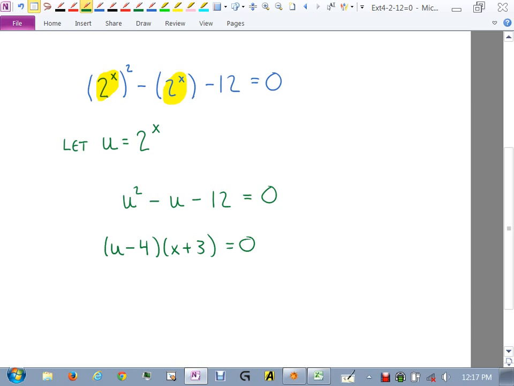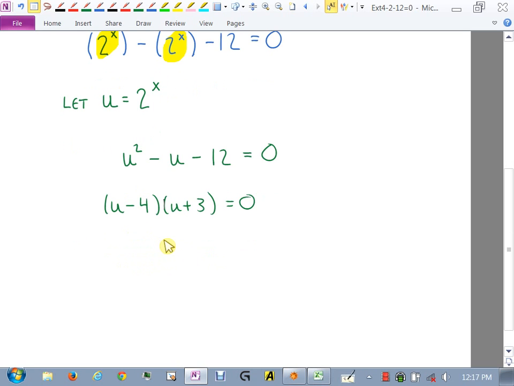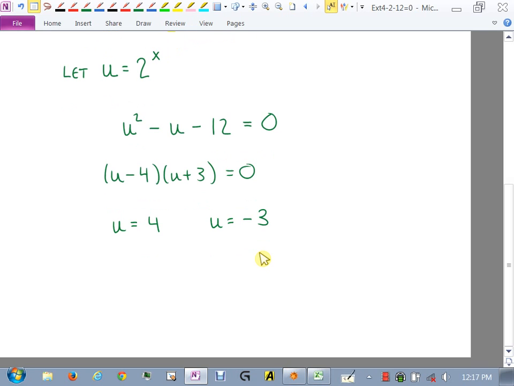So what are your solutions? That's not a u, that's an x. u minus 4, u plus 3, do you all agree? Now, what are the solutions? u is 4 and u is negative 3. Are we done? No. That's what u is, right? But I was the one who came in here and switched the problem to u. So I've got to switch back now. So in this equation, I'm going to replace the u with what? 2 to the x. So I'm saying 2 to the x is 4. And over here, 2 to the x is what? Negative 3.